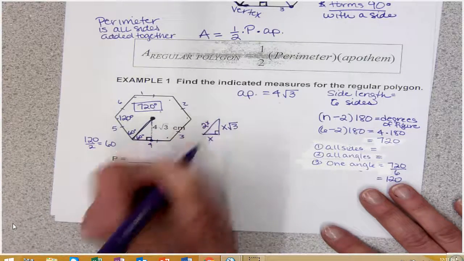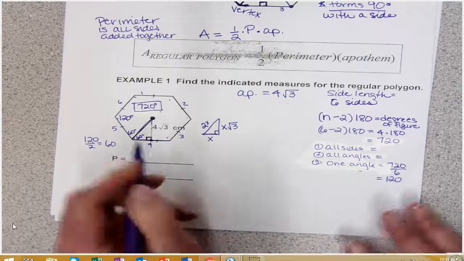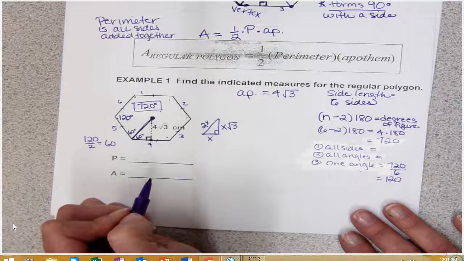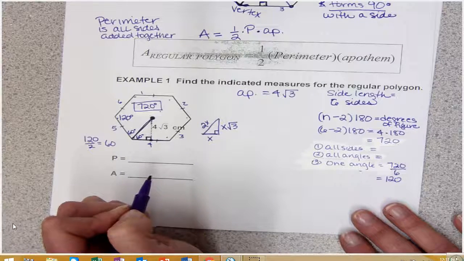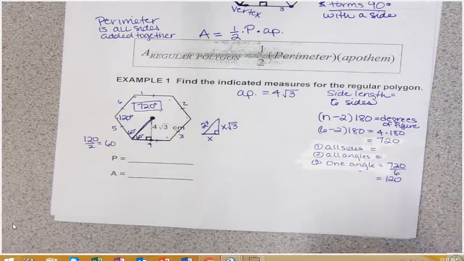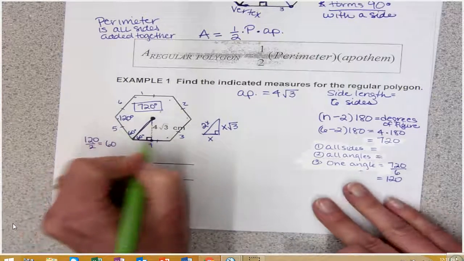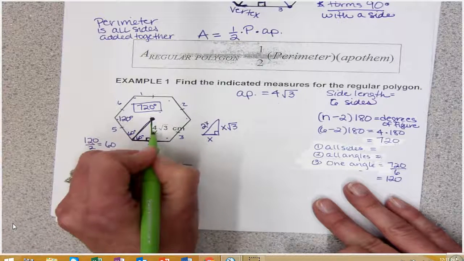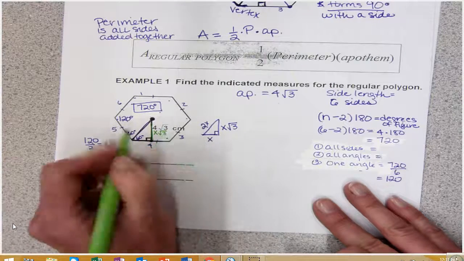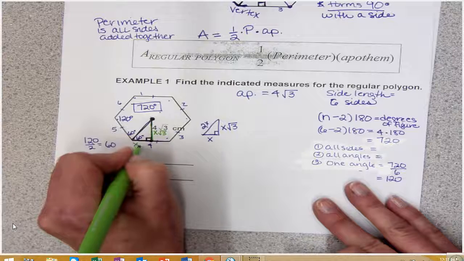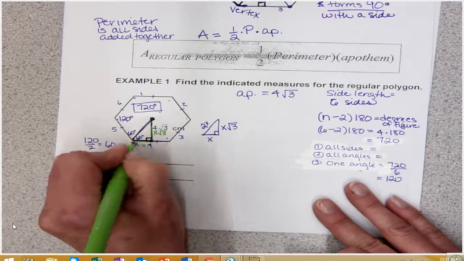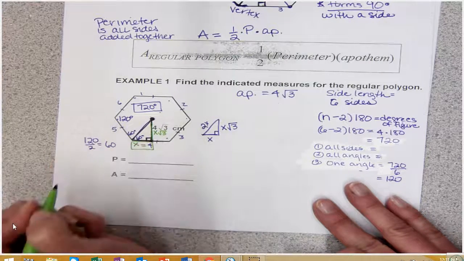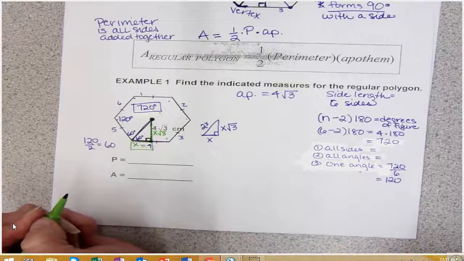Our short leg is opposite our smallest angle. So this is going to be our x square root of 3. So now we know that this side length right here, this one's 4 square root of 3. This would be our x square root of 3. So this would be our x, which would equal, oh, look at that, 4. X would equal 4. I didn't even mean to do that.